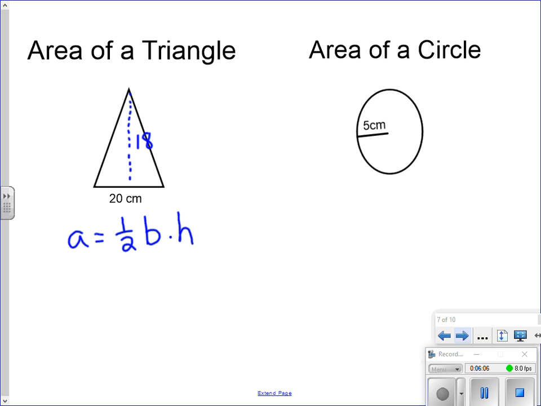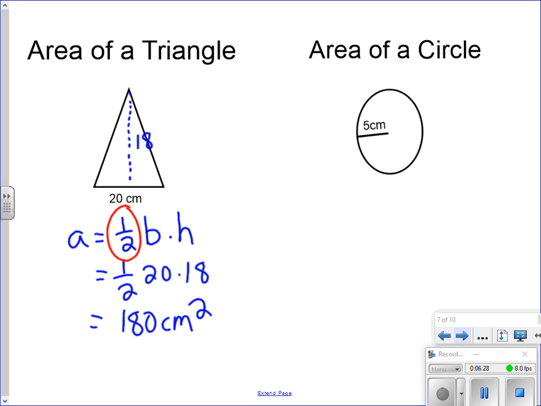This would be 1/2. Don't forget to divide it in half of 20 times 18. So that's a half of 20 times 18. 20 times 18 is 360, and half of that is going to be 180 centimeters squared. Again, don't forget to divide it by 2.